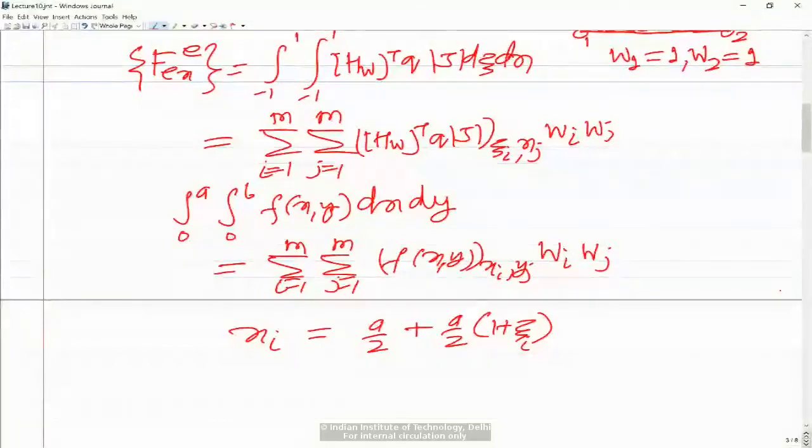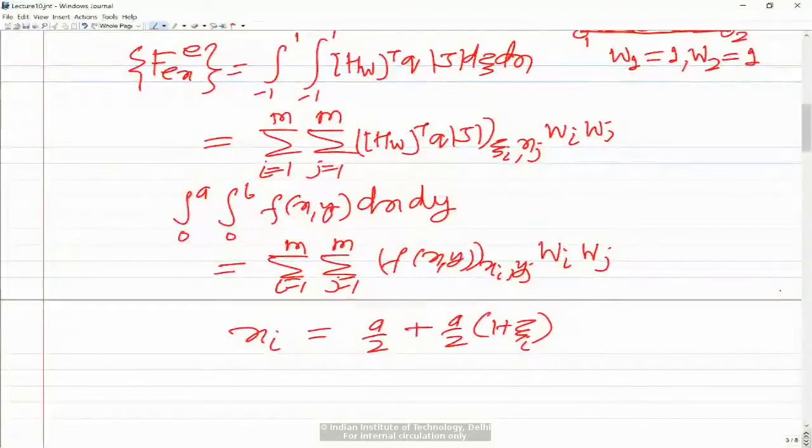Anyway, I'll repeat. So the f external is the integration from -1 to +1 along the xi and eta direction of H transpose Q into J d xi d eta. So this is also converted into a double summation, i going from 1 to m and j going from 1 to m, H transpose Q into J evaluated at xi i, eta j and into Wi Wj. So this is how you do this. So this is similar to what we do for the stiffness matrix.